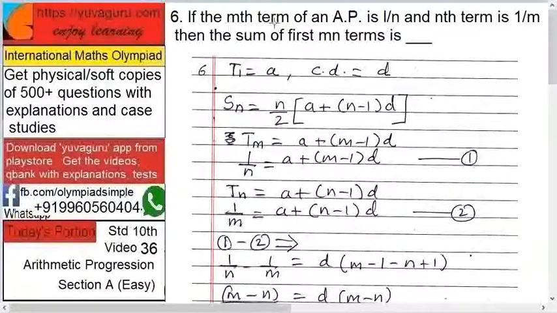Next, if the mth term of an AP is 1 upon n and the nth term is 1 upon m, then the sum of the first mn terms is this. The mn is quite confusing. Remember, there are 3 different numbers given. One is.